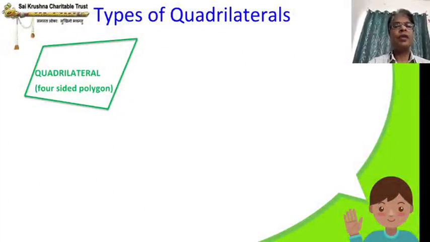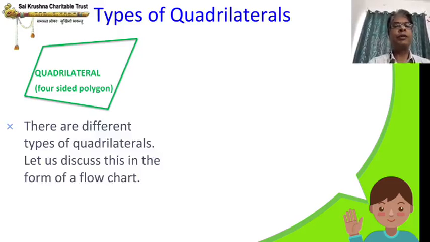So let us take a quadrilateral, which is nothing but a four-sided polygon. We will also see the definition here. For each and every type, whatever you see in the diagram itself, I have written the definition. It will be very useful for you when you go forward and learn about different types of quadrilaterals, their properties, and theorems. So for a quadrilateral, the definition is a four-sided polygon. Nothing else is there in the definition. There are different types of quadrilaterals.